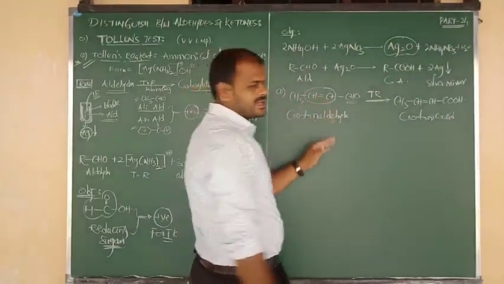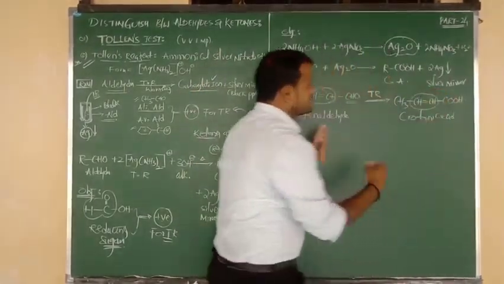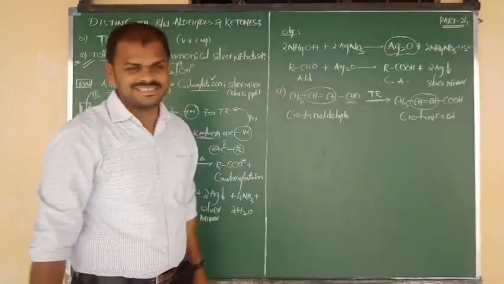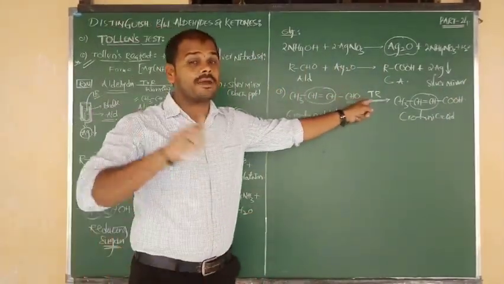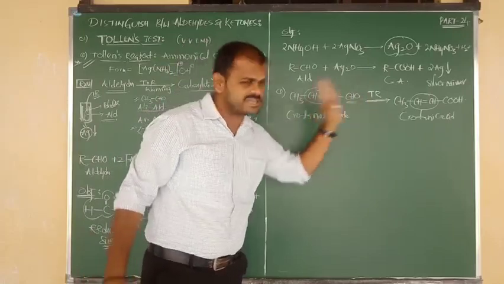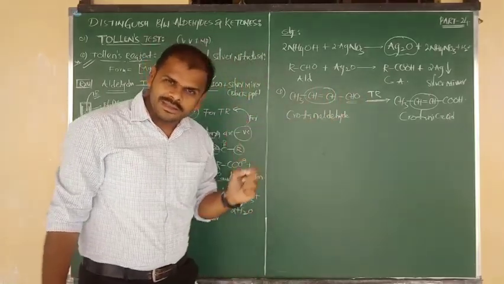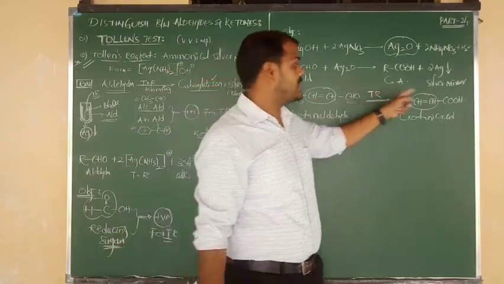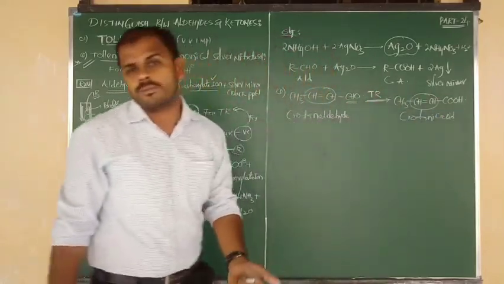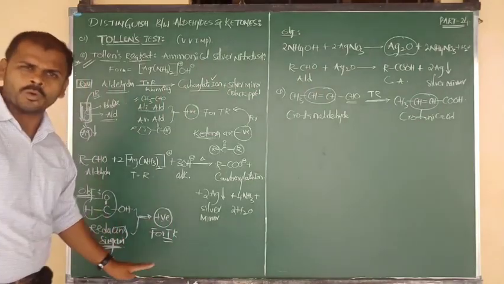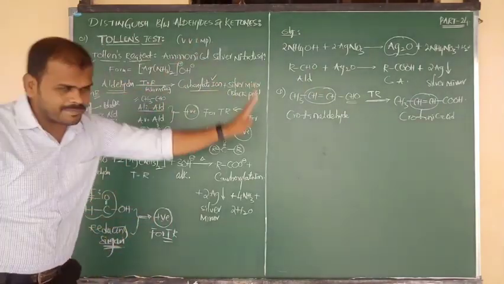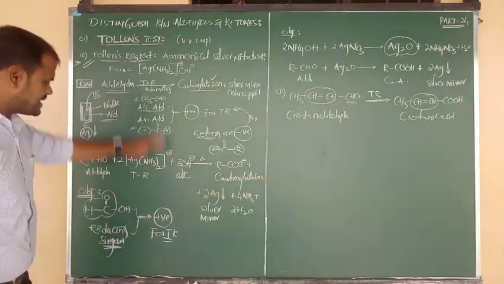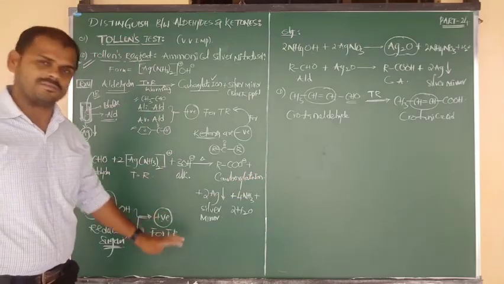Here also there is a C double bond C, and the situation remains the same. Tollens reagent cannot oxidize the C double bond C groups. So the final thing is that unsaturated aldehydes, on reaction with Tollens reagent, change into unsaturated carboxylic acids. Yes, only 2 to 3 points for objective. This is the story for theory come objective.